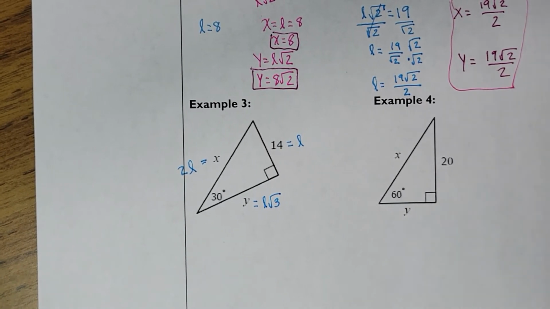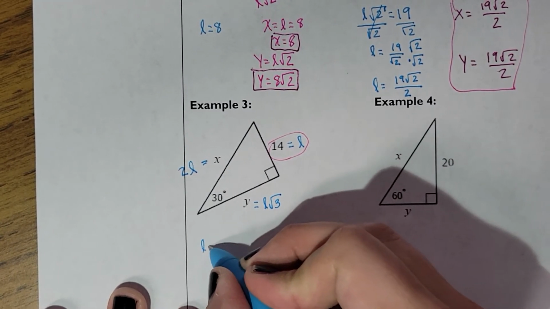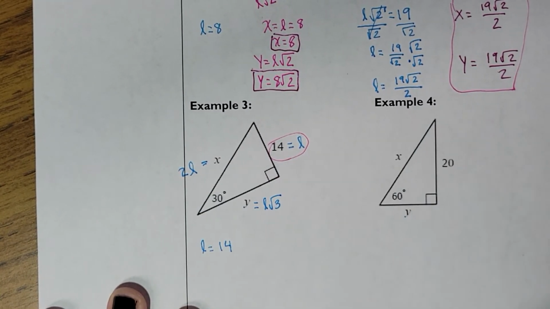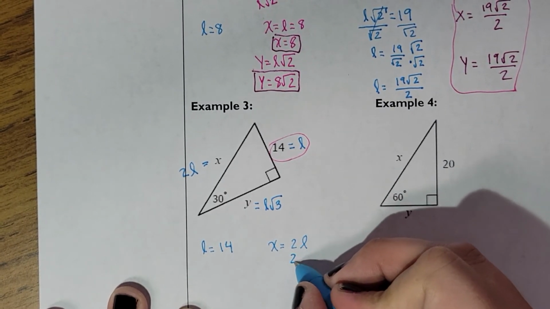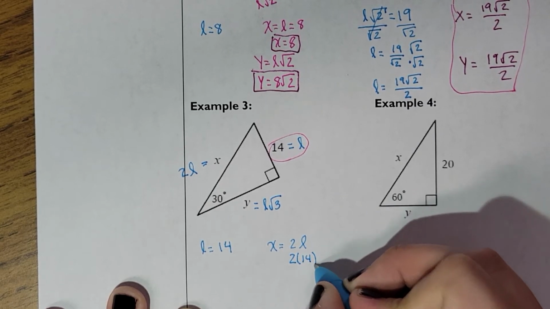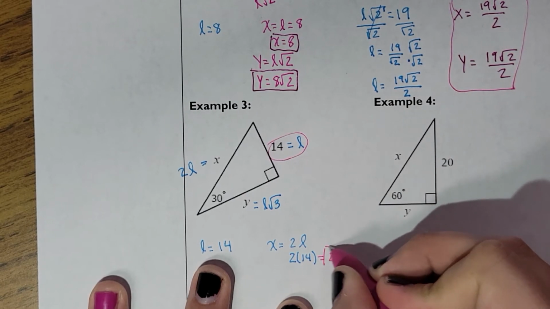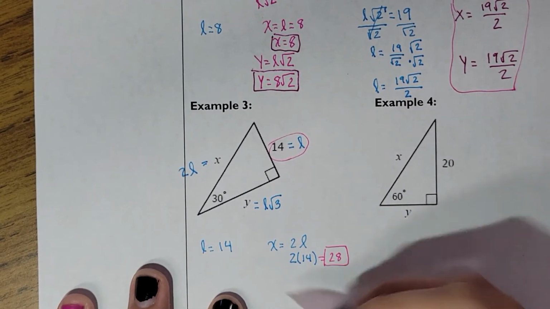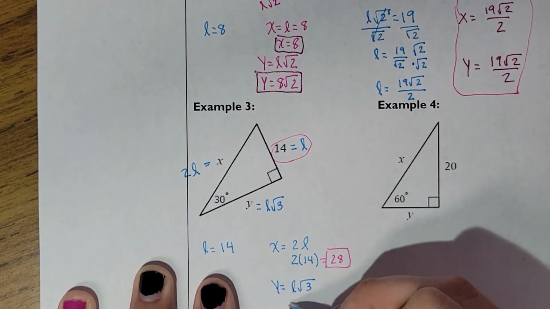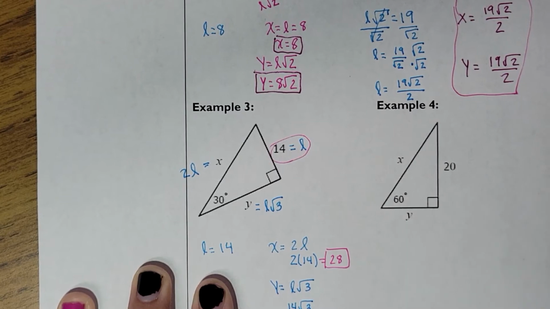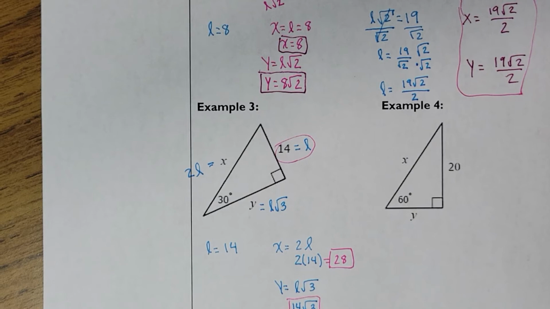All right, so in this one, again, like I said, it's going to be pretty easy because they already told me that L is equal to 14. Since L equals 14, X is easy because X is equal to 2L. Since I know that L is 14, we do 2 times 14, which gives me 28. So X equals 28. Y is equal to L square roots of 3. Again, I know L is 14, so 14 square roots of 3, and hey, that's it. That's the answer. You can't simplify that anymore. 14 square roots of 3 is what Y equals.